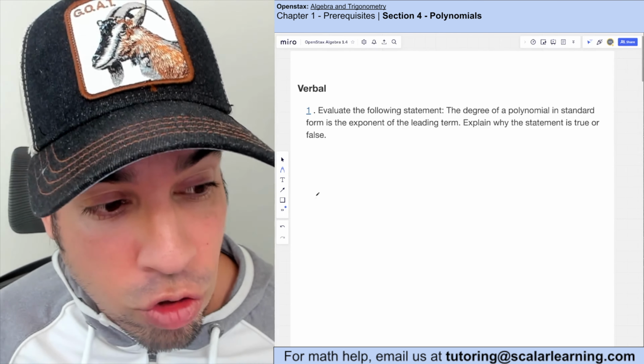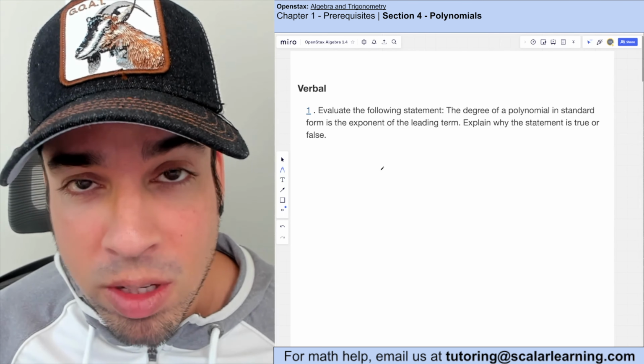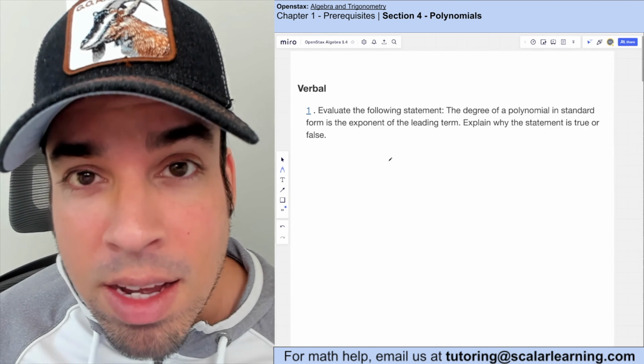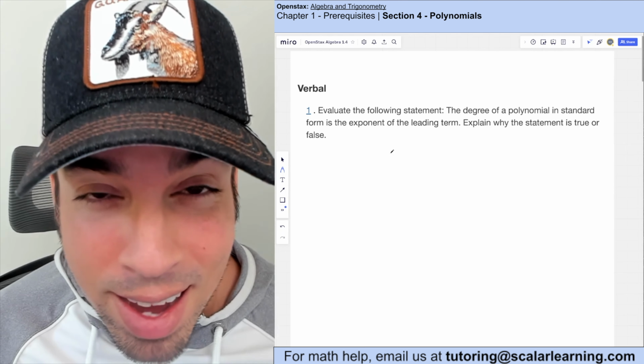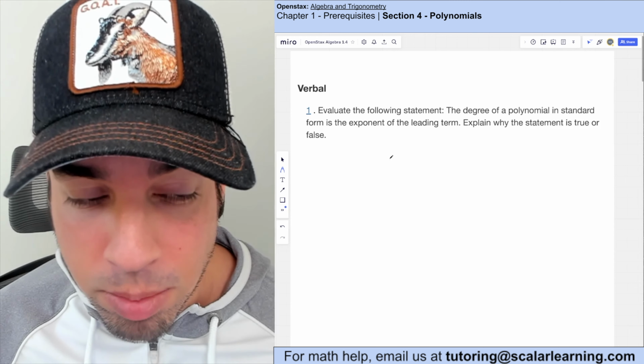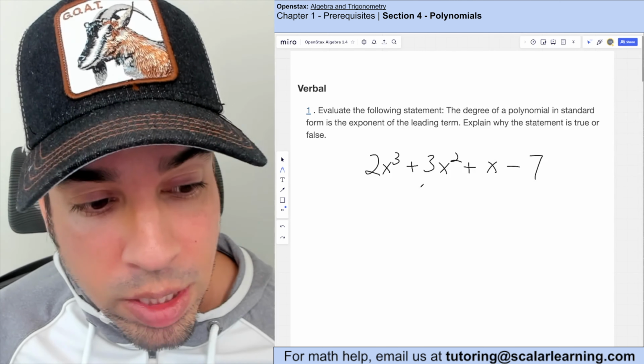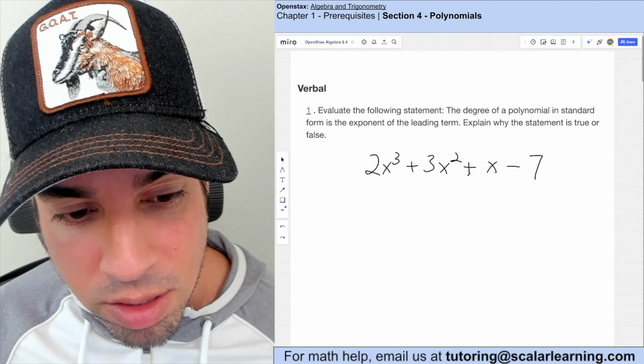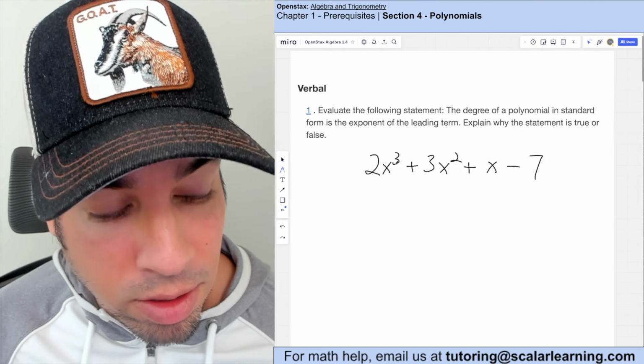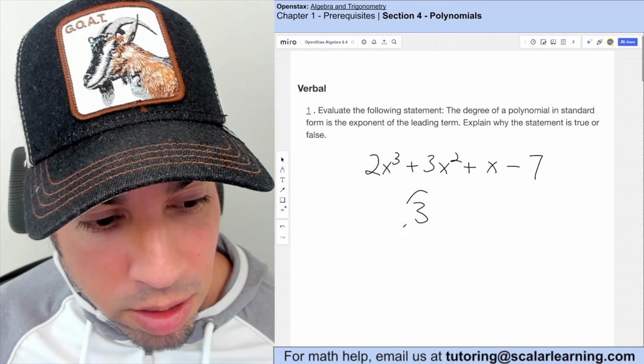So this statement is true because when a polynomial is in standard form, it means that the term with the highest degree, the highest exponent, is in front. And I'll give you an example. In this case, you see that the 2x cubed is in front, and the degrees of the subsequent terms go down step by step. And in this case, the degree of this polynomial would be 3.